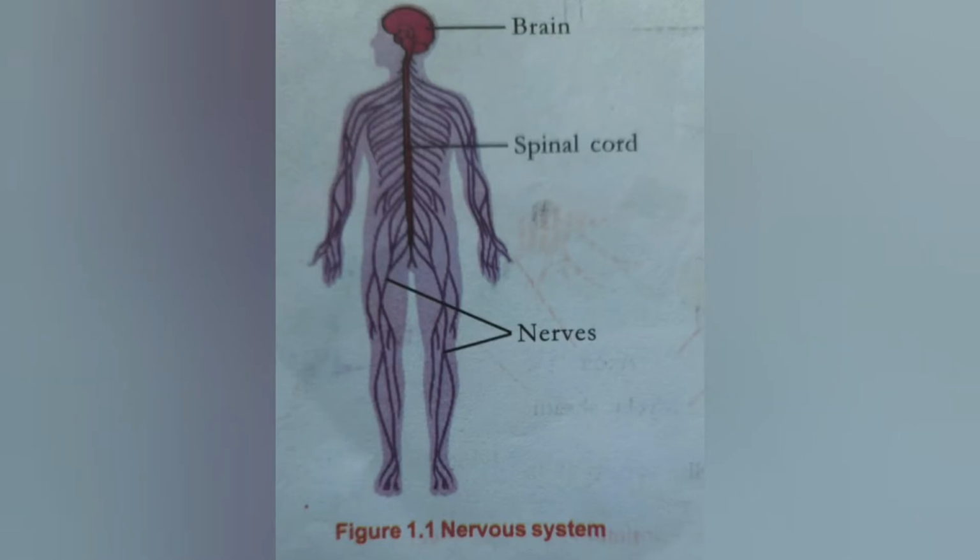See, this is a picture taken from your textbook. From this picture, we can clearly understand that the human nervous system has three main parts. First one is the brain, then the spinal cord, and nerves. The brain is the controlling center, and the spinal cord is the continuation of the brain. Nerves are of two kinds, cranial nerves and spinal nerves.